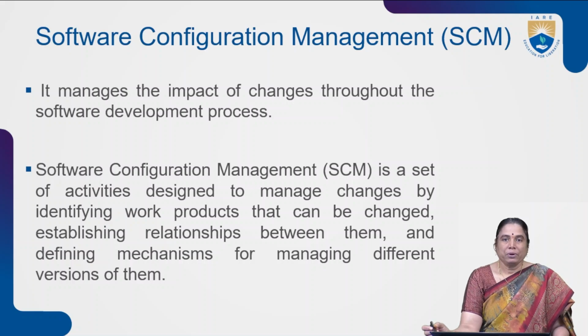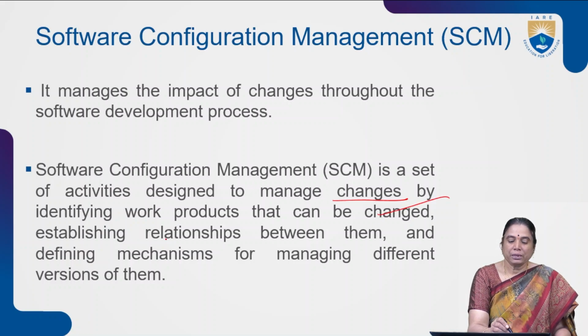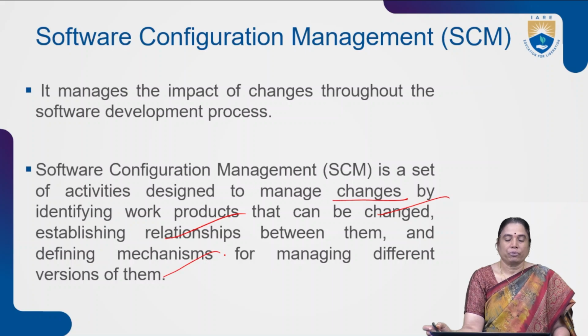The next umbrella activity is Software Configuration Management (SCM). It manages the impact of changes throughout the software process. Majorly, requirement changes are concentrated and tracked with the SCM team. SCM is a set of activities designed to manage changes by identifying work products that can be changed, establishing relationships between them, and defining mechanisms for managing different versions of the software.